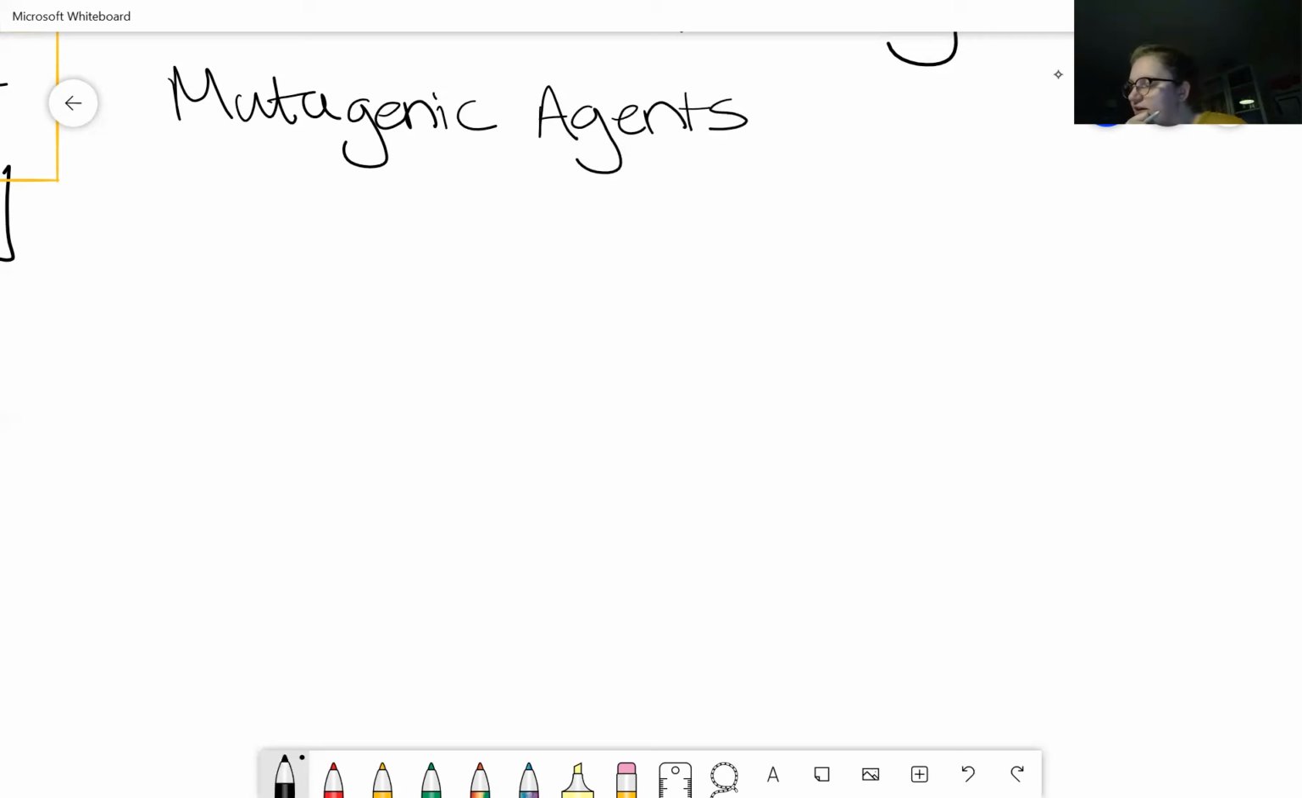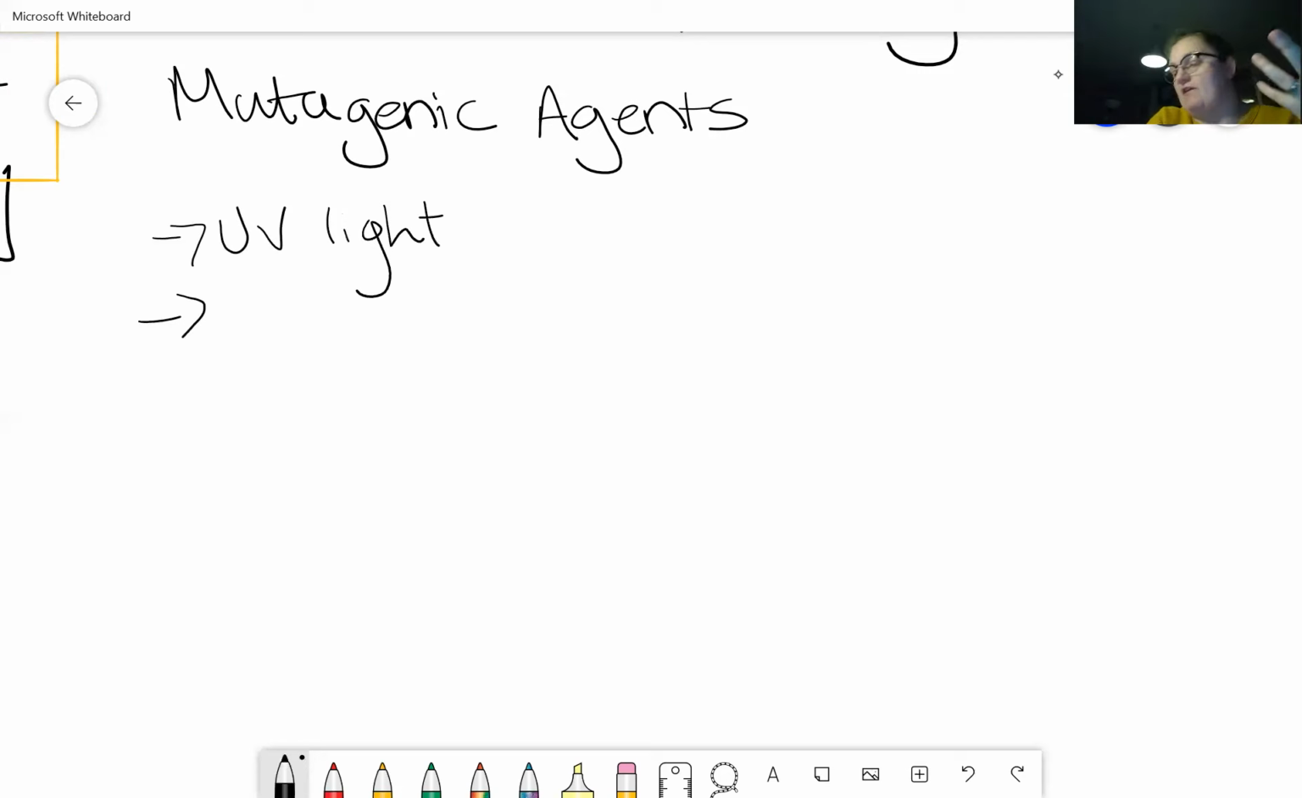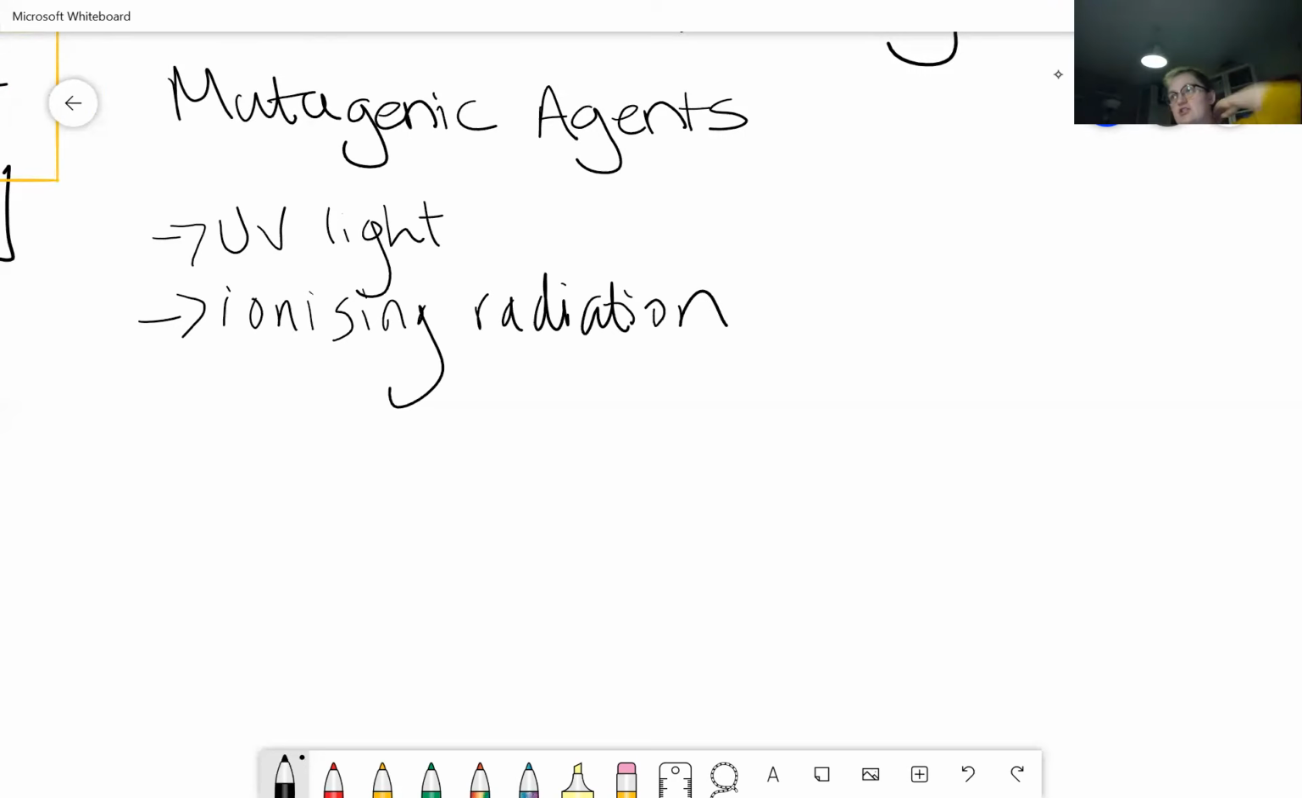So mutagenic agents, some examples: UV light, so UV radiation, and ionizing radiation. These are all examples of mutagenic agents. So again, when people say the sun can cause skin cancer, it can because there's UV light coming off the sun, and UV radiation is a mutagenic agent, so it can increase the chances of mutations occurring.